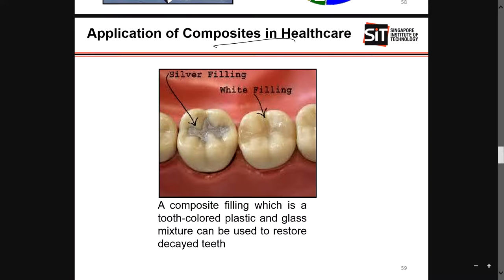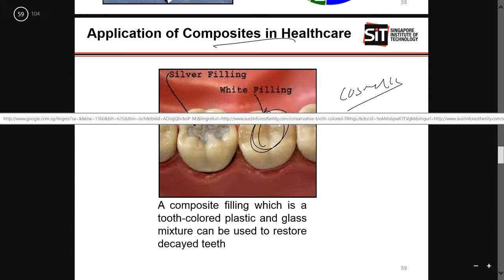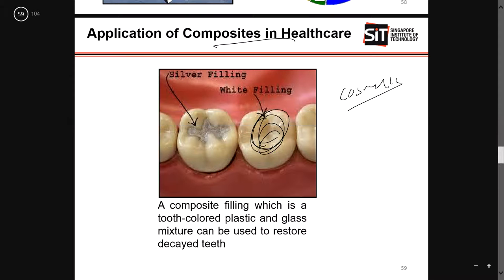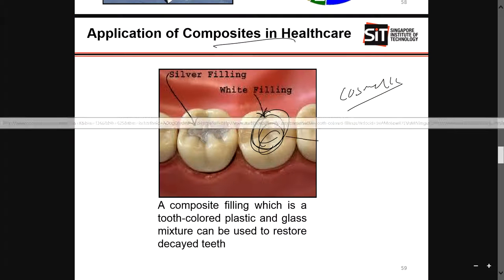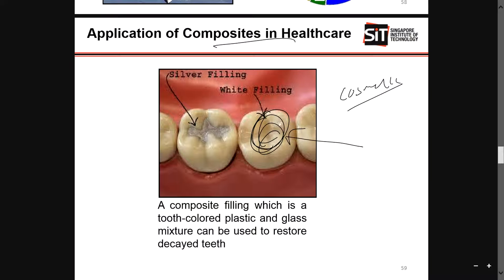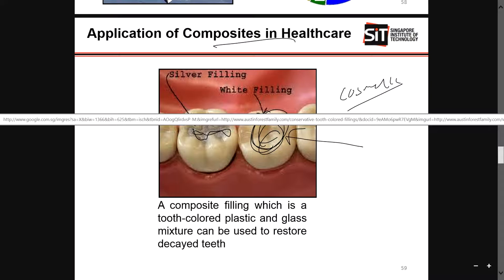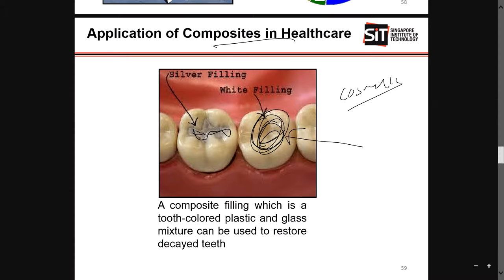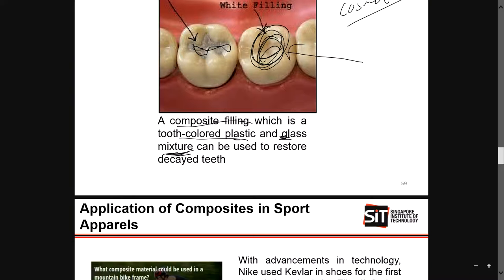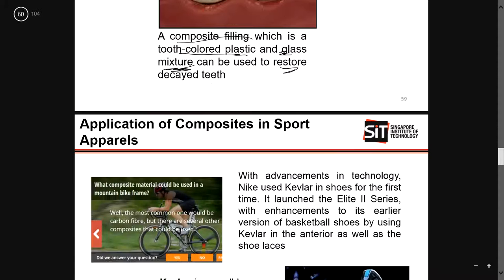Then composite in healthcare, you can talk about the cosmetic issue where you have a composite, white color, for your decayed tooth. So in this case, it is pretty useful for your tooth. The color itself matters: if everything is black then people see your teeth look bad. But if everything looks nice, then your teeth are not bad, sexy. So the proper name is composite filling with tooth color plastic and glass mixture. So you're going to memorize this type of stuff, to restore decayed teeth. So yeah, these are all applications.